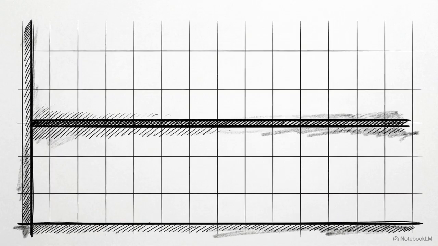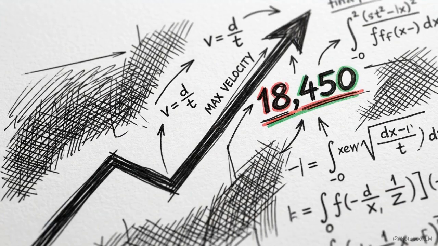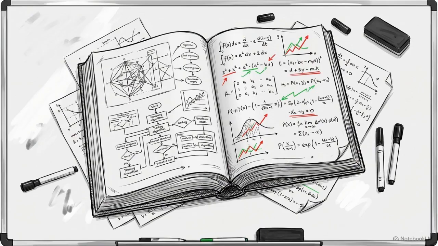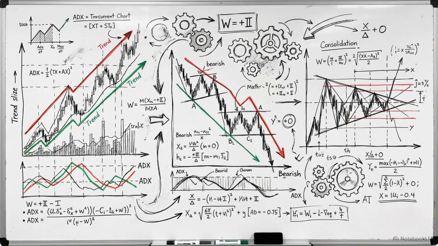The ADX does not tell you where the market is going. It tells you exactly how fast it is moving. Understanding this velocity dictates which mathematical rule set you must apply to survive and profit in any market condition.